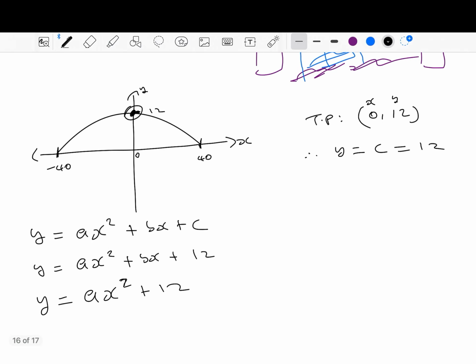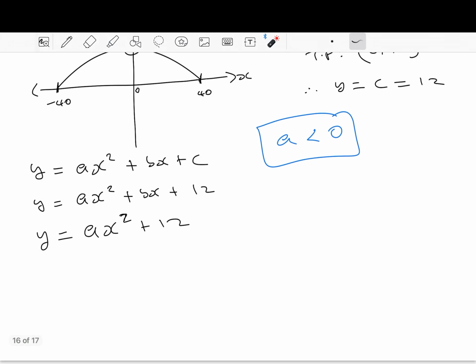Now remember, I said a determines your shape. And look at our shape. Our shape is facing down. Therefore, a is negative. So a must be negative. But how do we identify the value of a? We know for sure that a is less than 0. It's negative, just based on the shape. But what is the value of a?